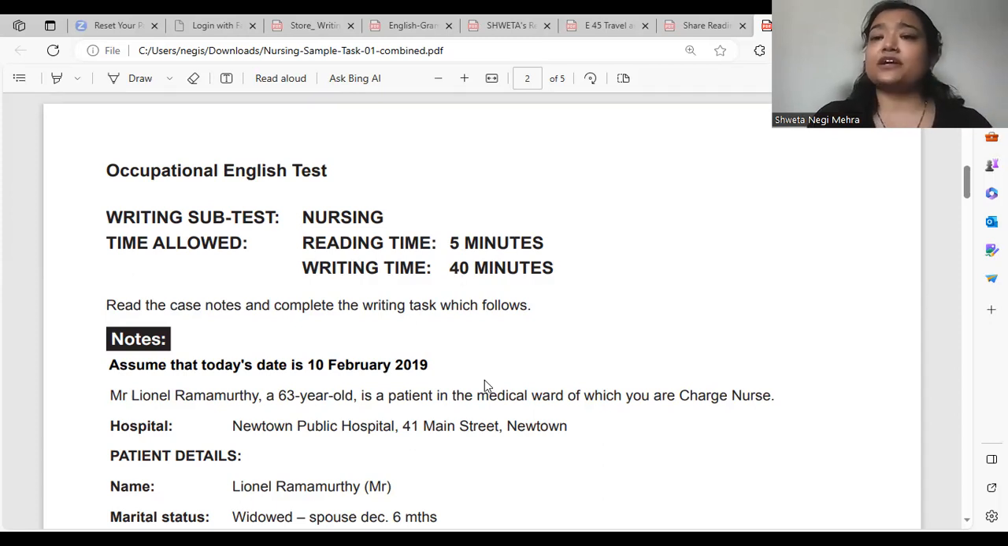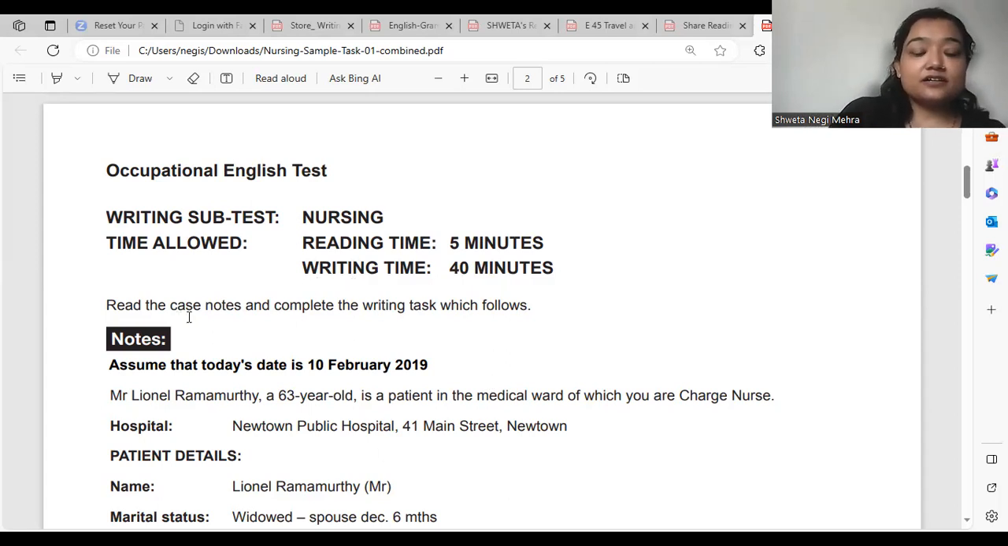Read the instructions, then go to the task and try to understand. And then you have to make a structure in your mind of how you will be writing, how the structure of the letter would be. Okay. So now if you can see here, read the case notes and complete the writing task. Writing time is 40 minutes. That's enough time for you to write.